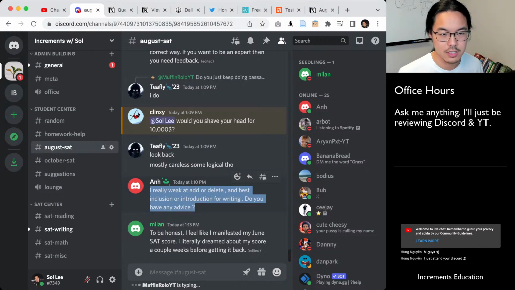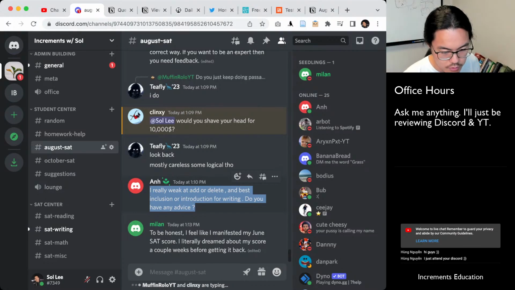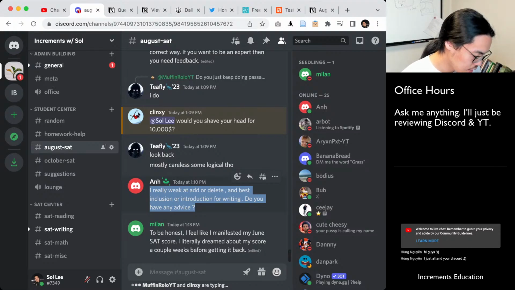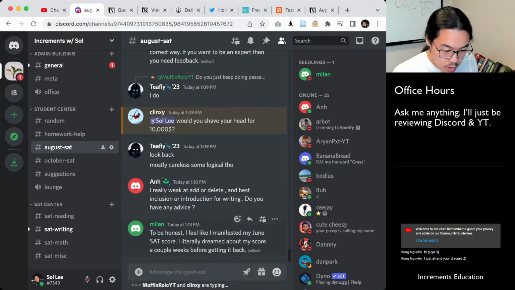Then the harder add/delete questions require a little bit more work, but for those, just pronouns, verb tenses, and time and place phrases. Okay, so that will get you through 80% of them.